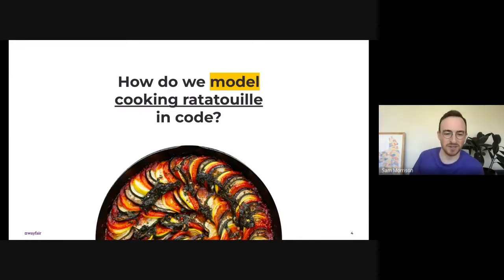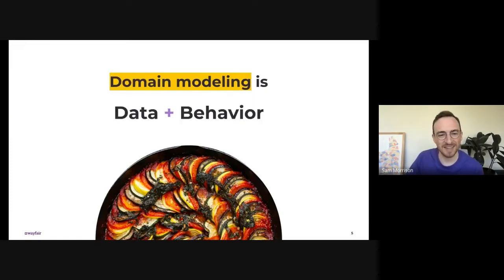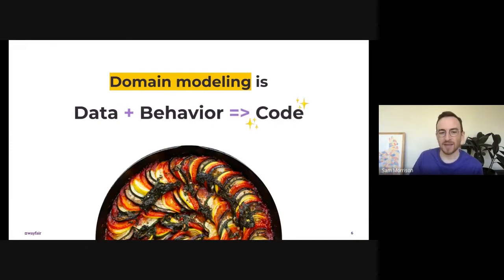Now, this is kind of a peculiar thing, but stick along for this analogy, and I think it'll start to make sense. So we need two things to begin modeling. We need the data and the behavior. And once we understand those two things, then we can write our code to reflect that.